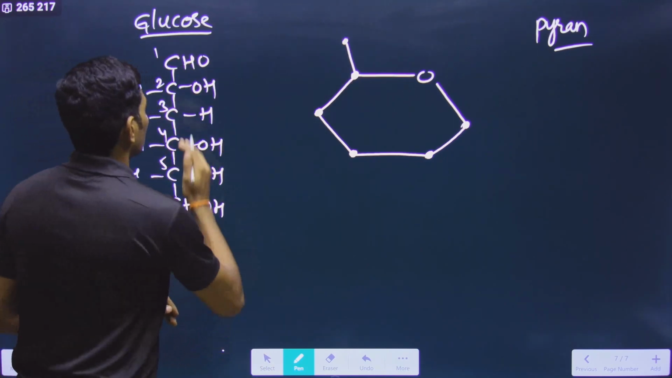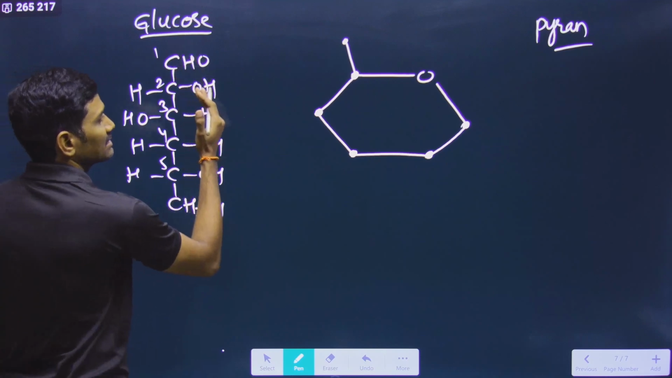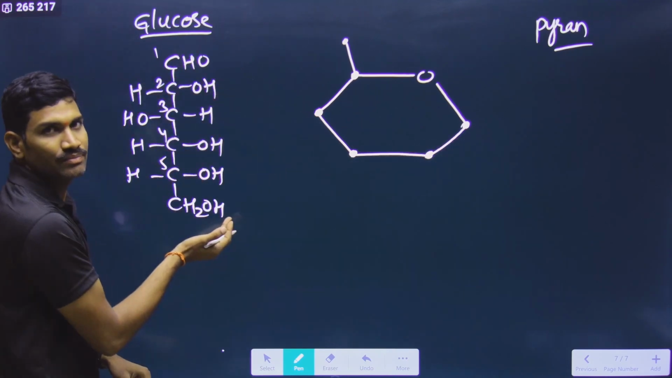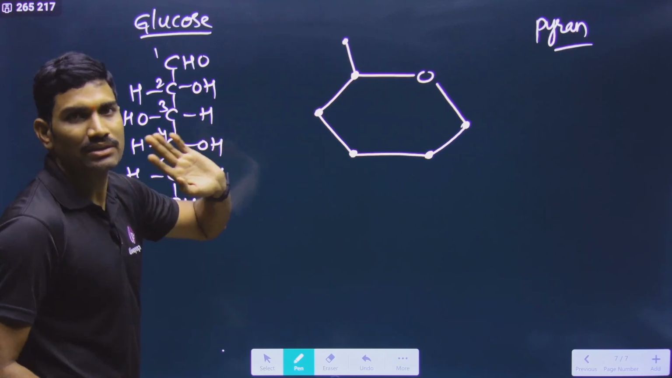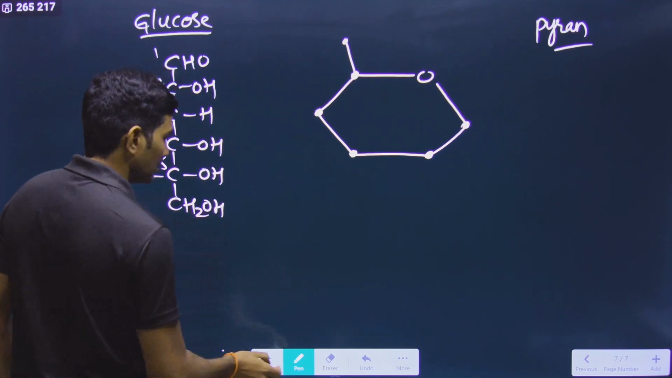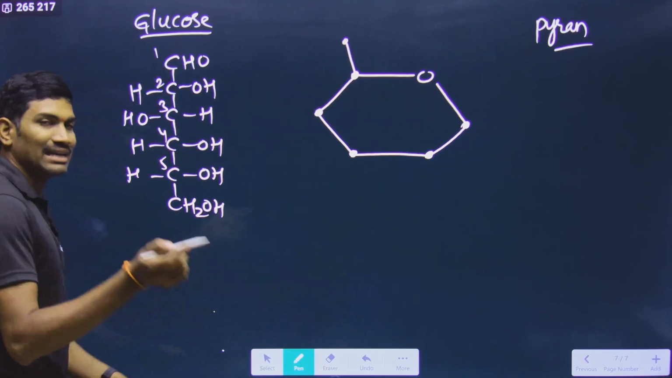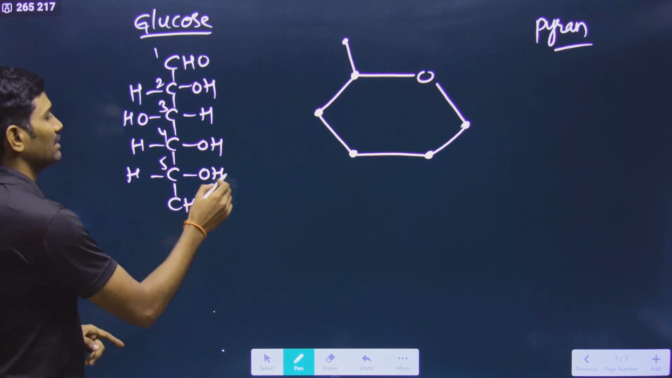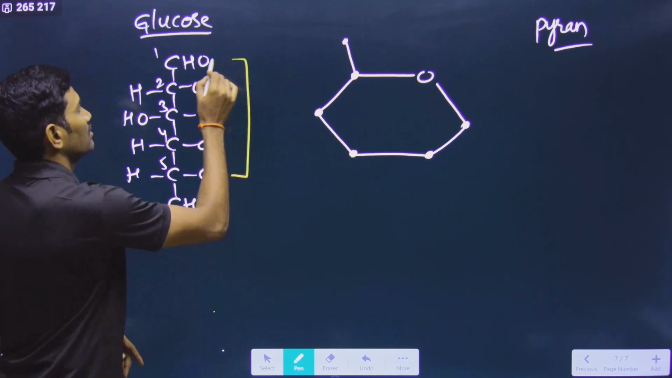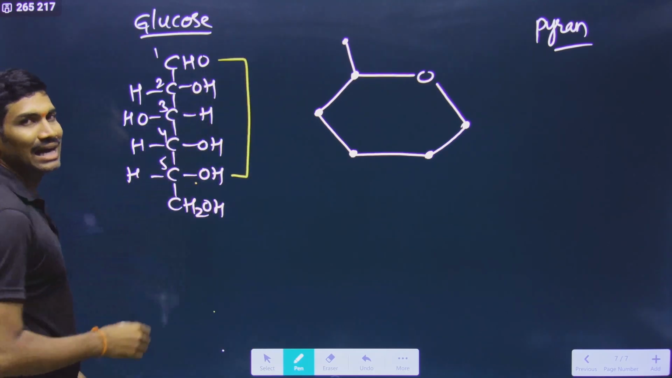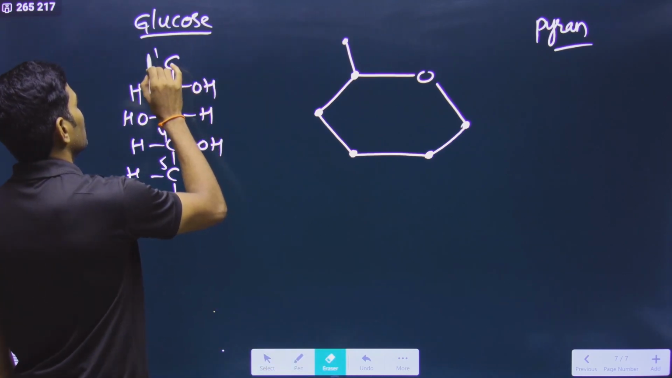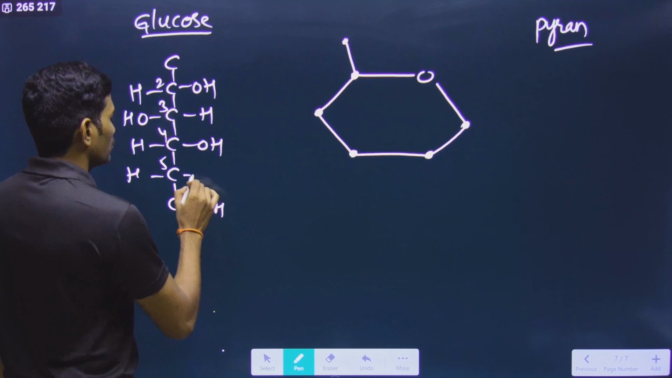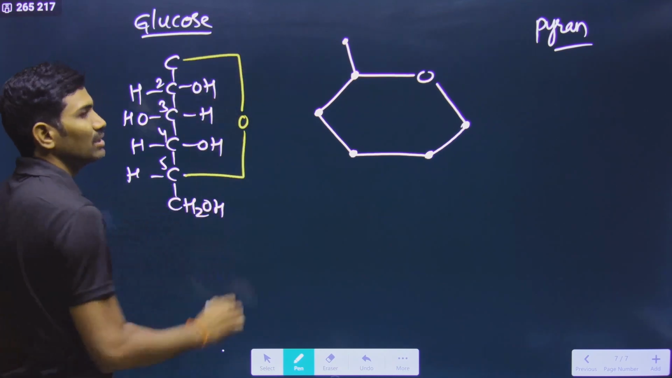So how you will write this one? Those which are present on the right side, they should be mentioned below the plane. Those which are present on the left side, they will be represented above the plane. Yes or no? So here what happens? So here also, like ribose sugar, here also we are making ring structure between these two, last chiral carbon and the aldehyde group. So because of this, what happens? Because of this, there will be a rearrangement. So this will be like a circular form like this.